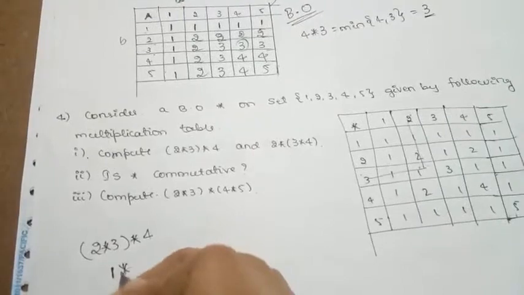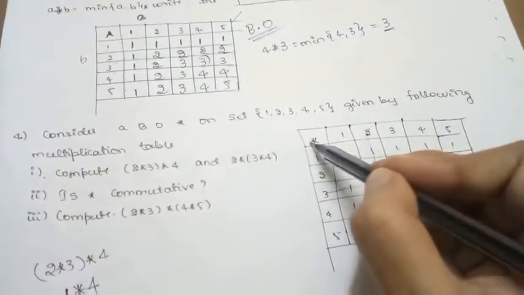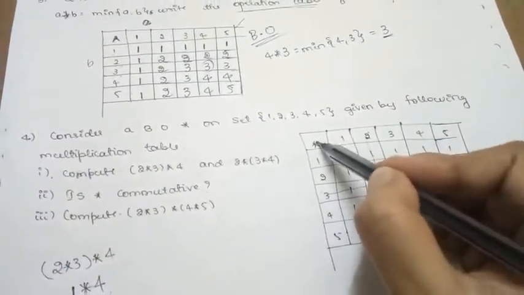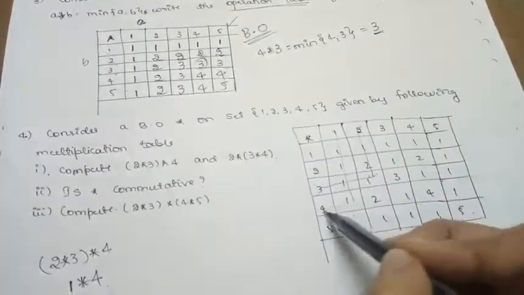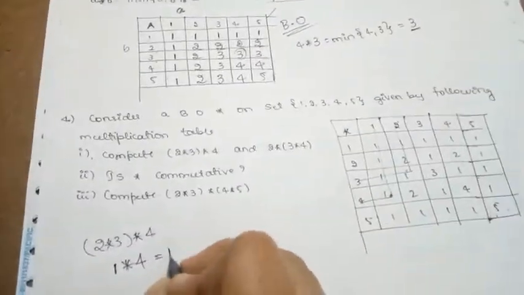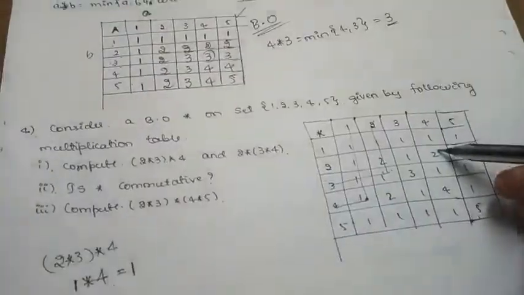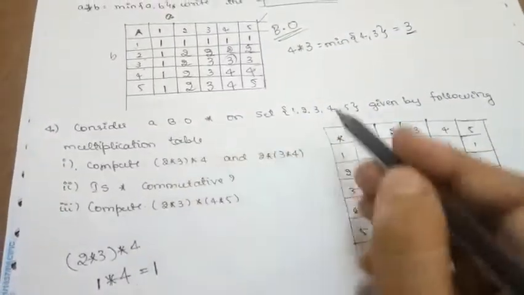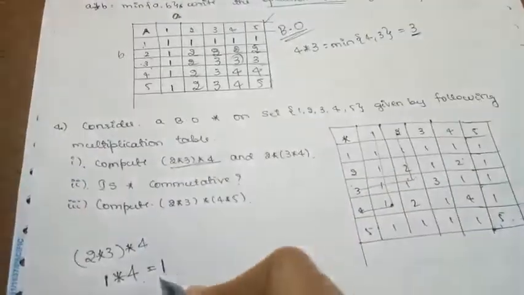So 1 star 4. It is nothing but this place. 1 star 4 is what? It is 1. So it is equal to 1. This is how by looking into the table we are solving the given binary operation. So the value of this one is 1.